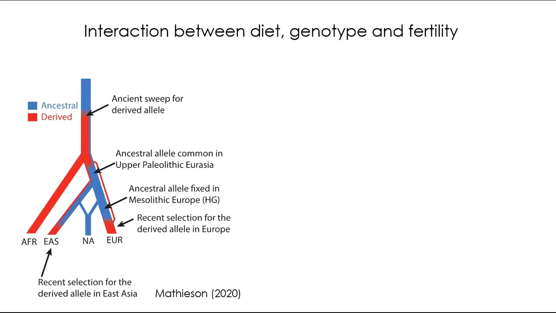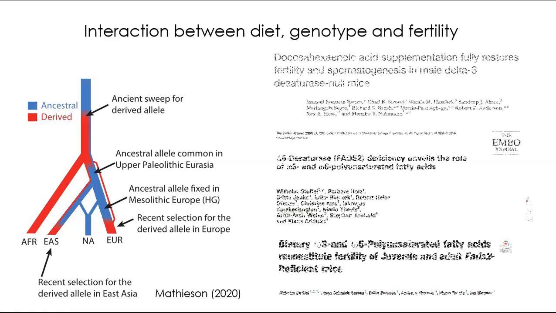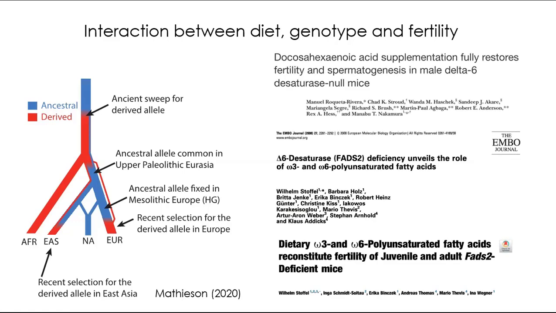Why? We don't know. Okay, so what is actually the selective pressure? That's what we still don't know. However, a clue comes from work in mice. So actually, if you knock out FADS2, which essentially works in the same pathway in mice, then both male and female mice become completely infertile. But you can actually rescue that phenotype by feeding them diets that are high in long-chain unsaturated fatty acids.